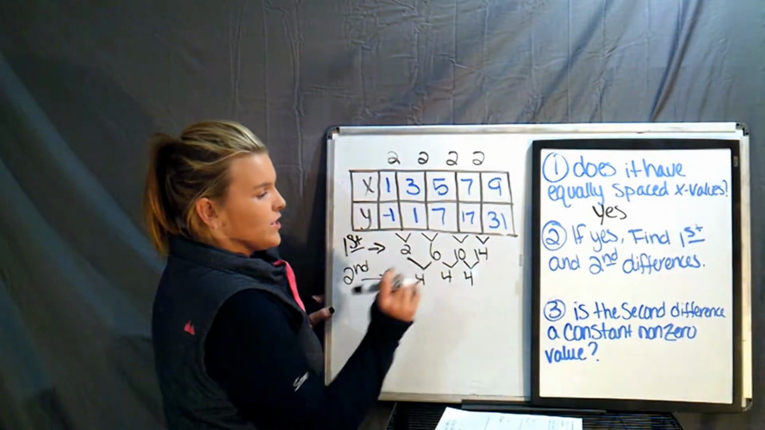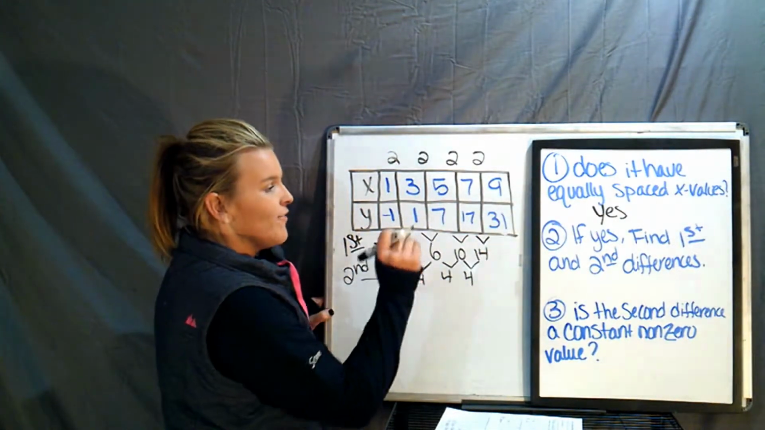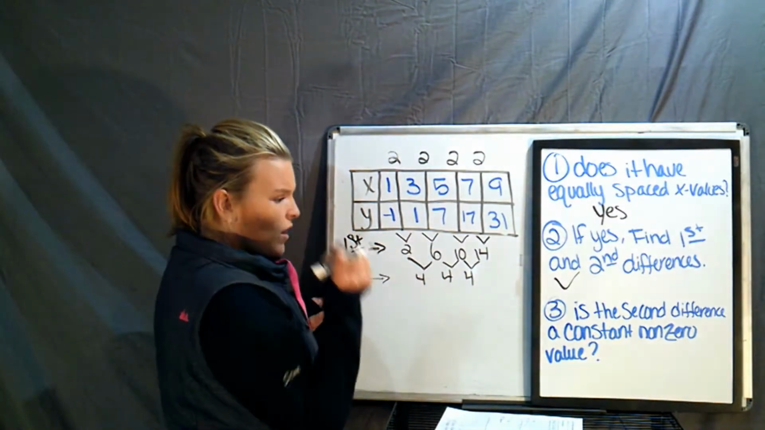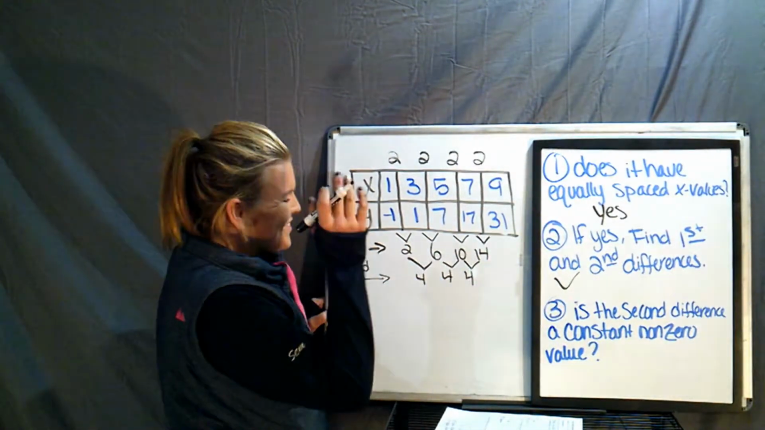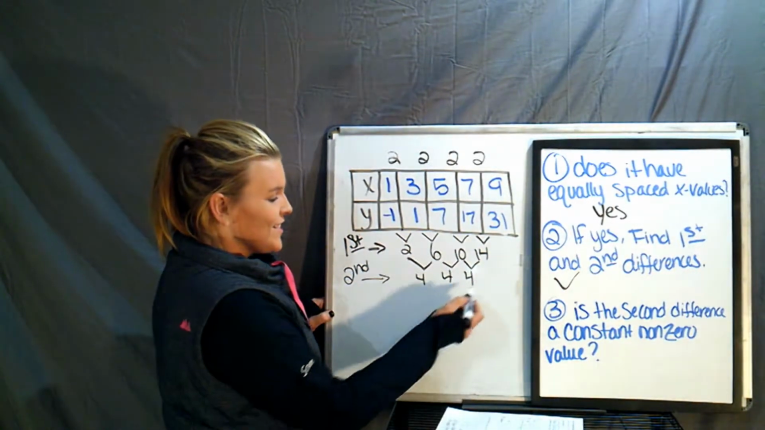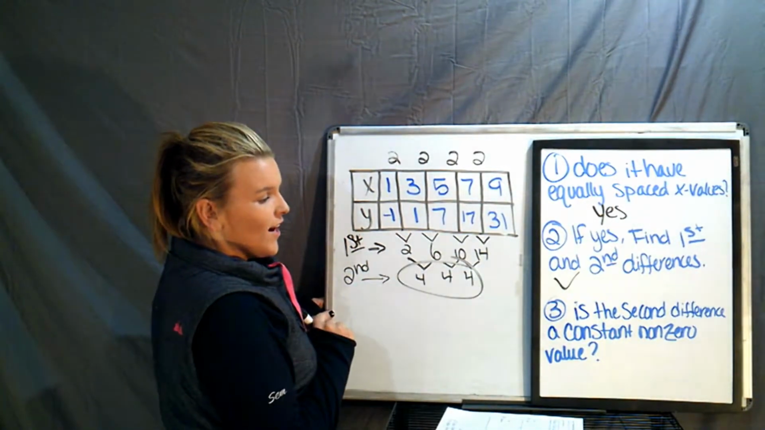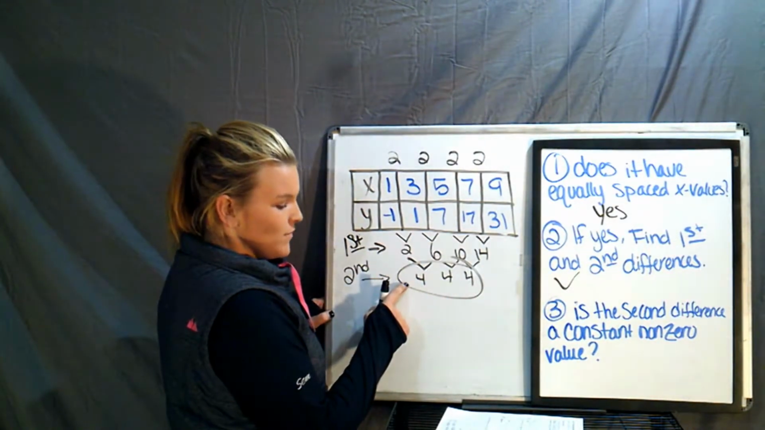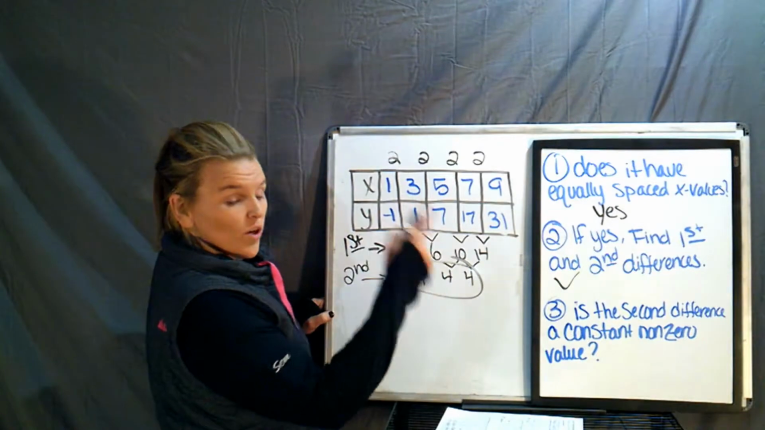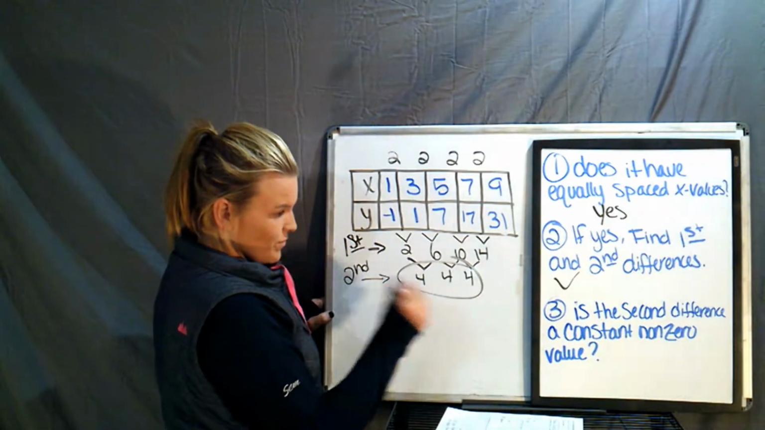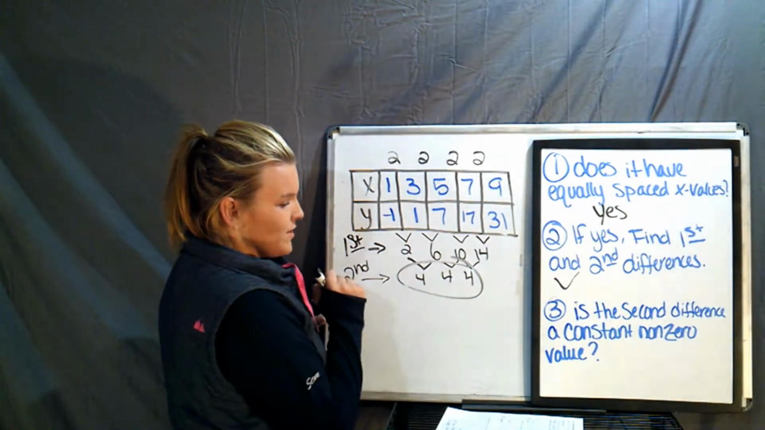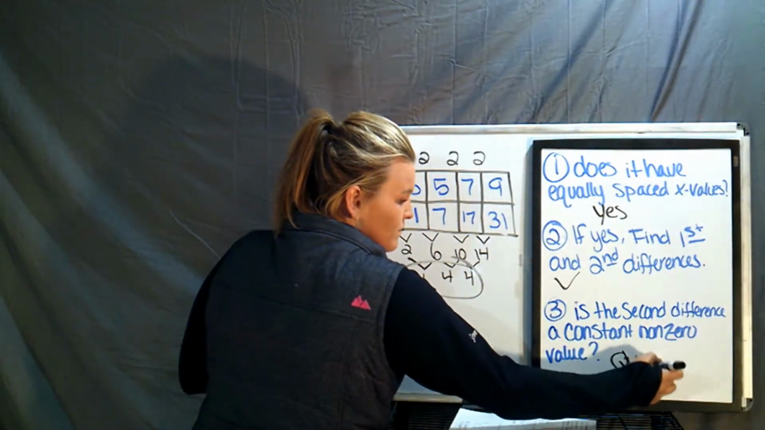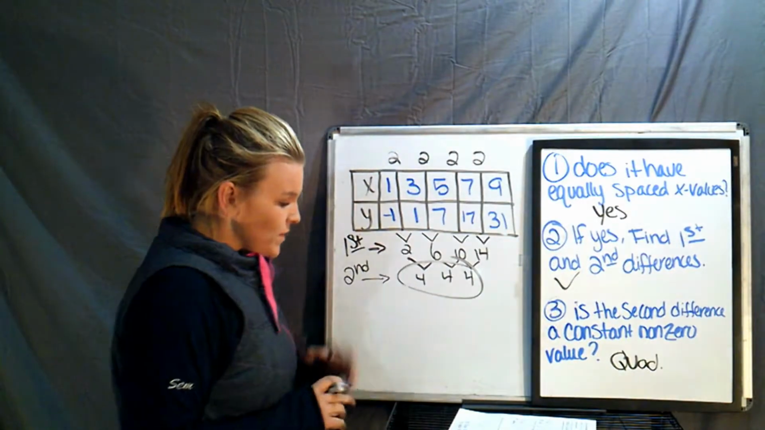All right, so now let's look back over here at our criteria. If yes, find first and second differences. We did that. So is the second difference a constant? Yep. Non-zero? Yep. Then that means that this is a quadratic, because the second difference is equal. So this is a quadratic. All right, let's do another one.